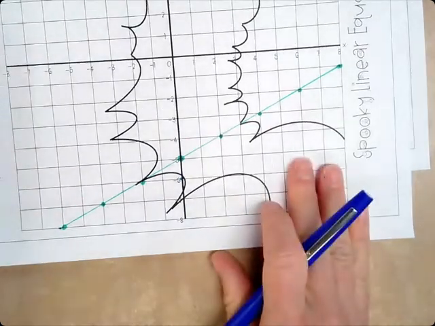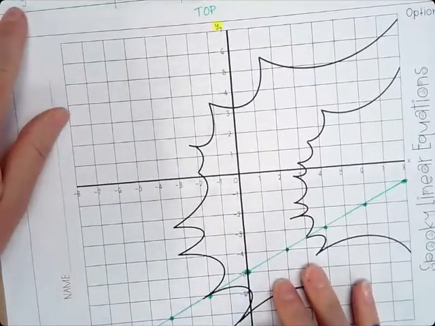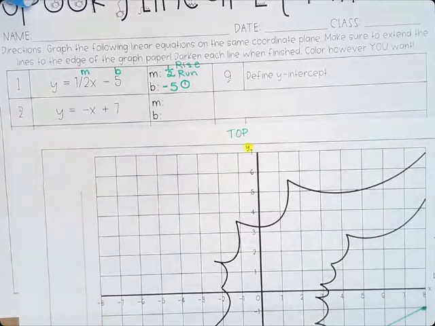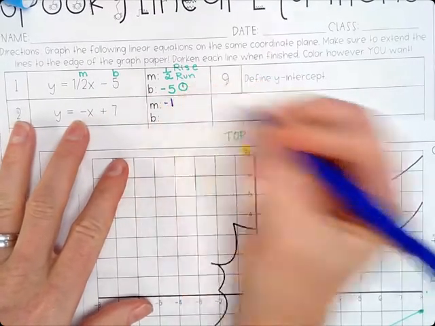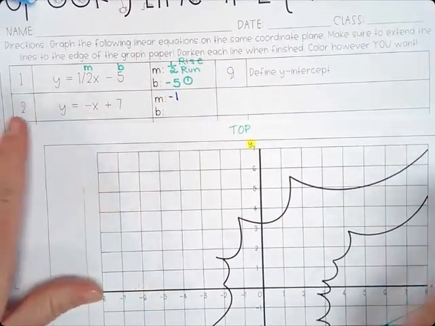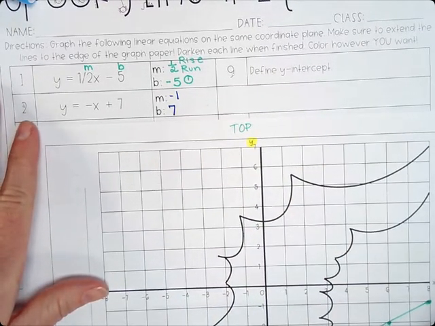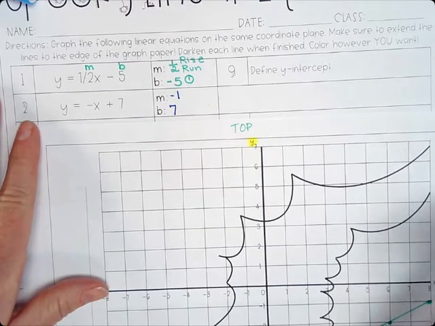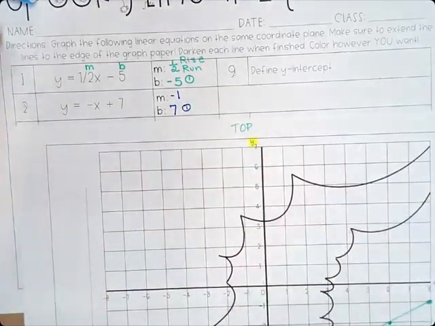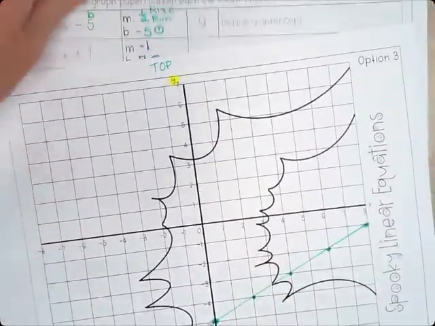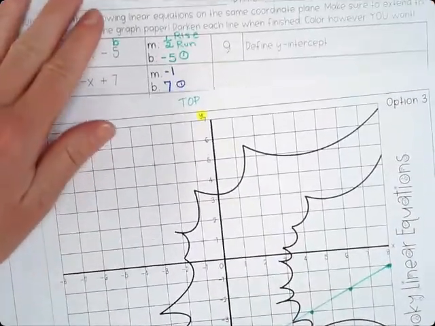Okay, let's look. So that's our first one. Let's look at our second one. Y equals -x plus 6. What is our slope? -1. It's the number beside the x. So -1. What is our b value? 7. So what do we graph first? 7. 7 is our y-intercept. So go to the y-axis and plot the point 7.